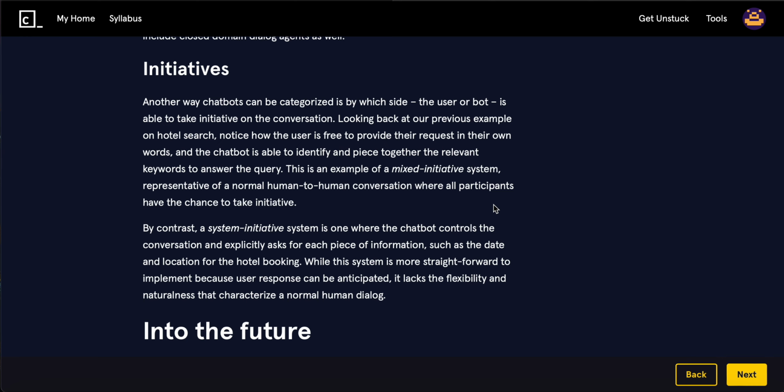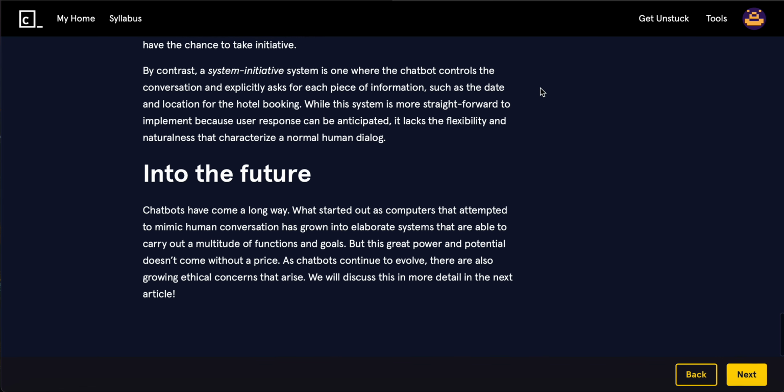This is an example of a mixed initiative system, representative of a human-to-human conversation where all participants have a chance to take initiative. By contrast, a system initiative is where the chatbot controls the conversation and explicitly asks for each piece of information, such as date, location, for the hotel booking. While the system is more straightforward to implement because user response can be anticipated, it lacks the flexibility and naturalness that characterizes normal human dialogue.